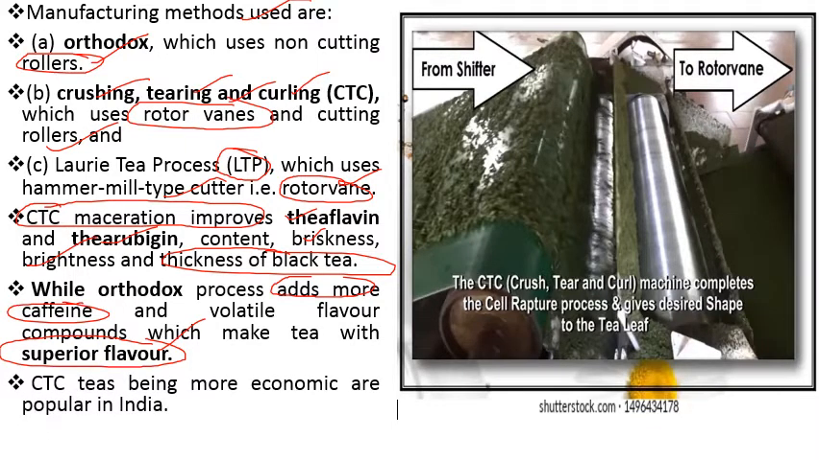The CTC, that is crushing, tearing and curling method of tea preparation or rolling, being more economic, ये ज़्यादा economic है and is popular in India. So mostly we follow this CTC method, that is crushing, tearing and curling method of tea rolling.